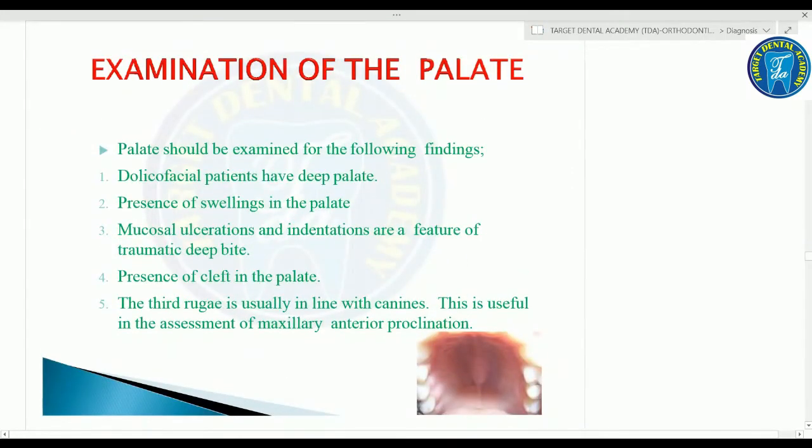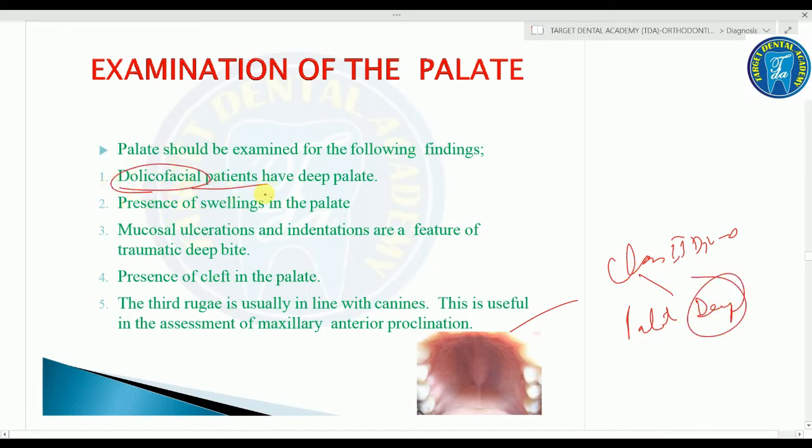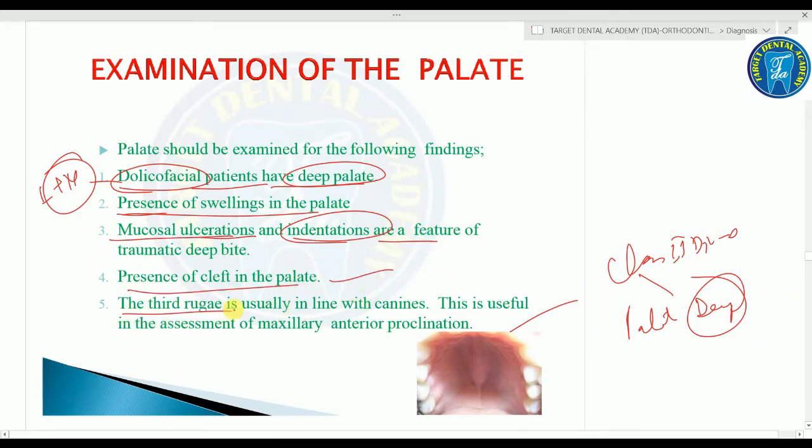Next is the examination of the palate. In class 2 division 1, the palate is deep, right? In dolichocephalic patients, the palate is deep, the patient having a long and narrow face. Check for the presence of swelling in the palate, mucosal ulceration and indentations, and the presence of any cleft in the palate. The third rugae is usually in line with the canine. So this is the important part which is related to ortho.